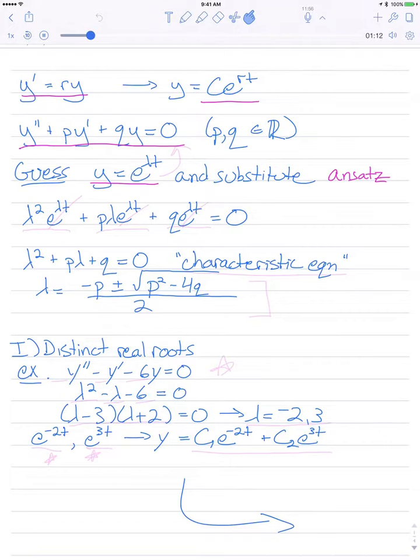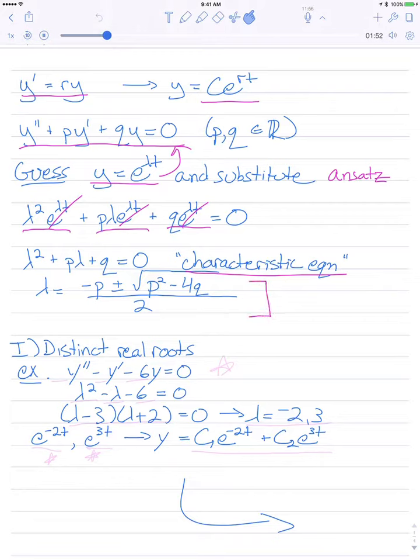And we take it and we substitute it into this equation, and from differentiating twice, the first term gives us lambda squared e to the lambda t, the second term gives us p lambda e to the lambda t from differentiating once, and then we have q e to the lambda t. And we could think of dividing through by all the exponential terms, and if we do that, we're left with this equation: lambda squared plus p lambda plus q equals 0. That's just an algebraic equation. It's called the characteristic equation. And of course you can solve it using the quadratic formula, and you get this solution here.